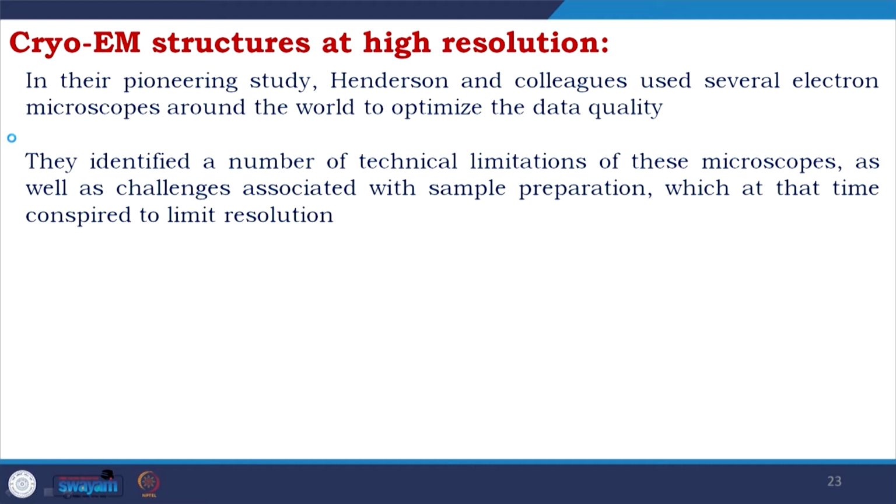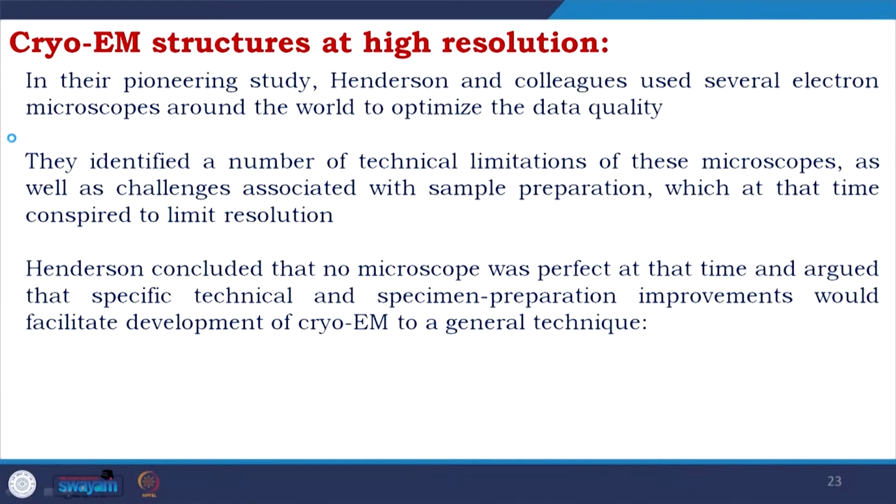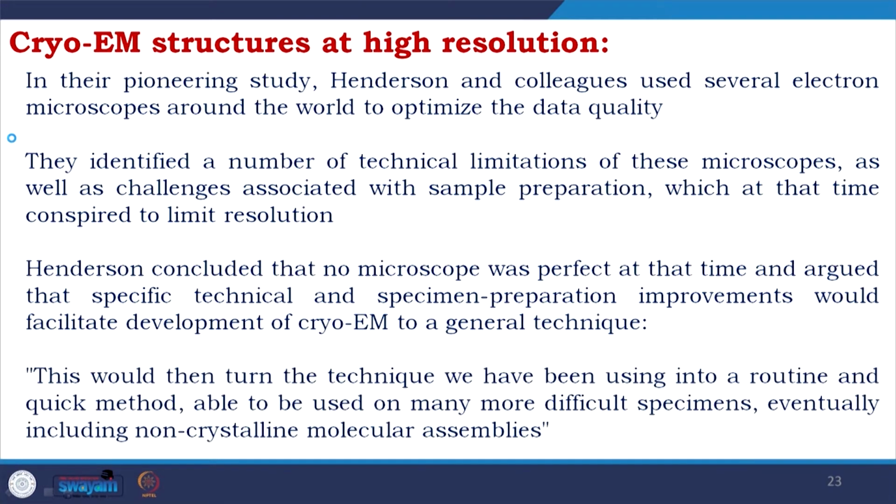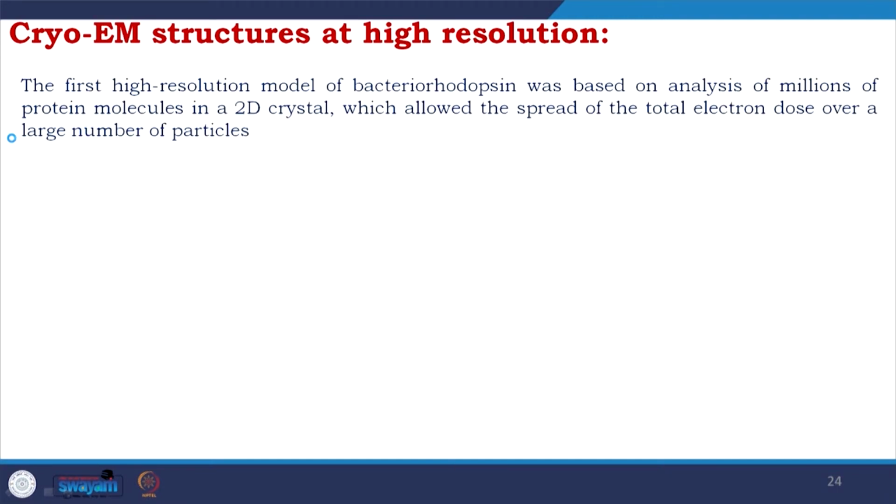So, what they did, they had one sample and they traveled around and got access to different microscopes that were in use at that time, and tried to make a comparison and find out the limiting factors. Henderson concluded that no microscope was perfect at that time and argued that specific technical and specimen preparation improvements would facilitate development of cryo-EM into a general technique. This would then turn the technique into a routine and quick method able to be used on many more difficult specimens, eventually including non-crystalline molecular assemblies. So, he was kind of a visionary in this case.